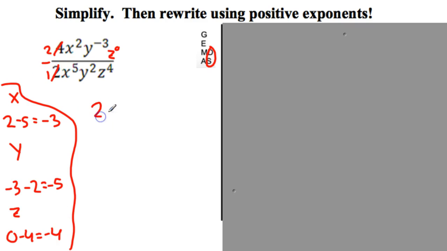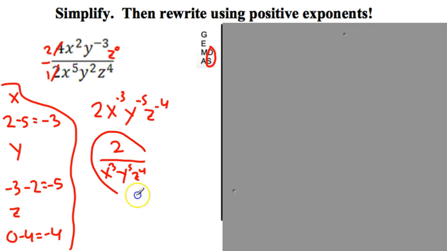So we have 2 times x, right? We said that was negative 3. Y, we said that was negative 5. And z is negative 4. So these are all negative, so my fraction, my superfraction is going to be 2 divided by all these things, but with positive exponents. X cubed, y to the 5th, z to the 4th. Bam, done, happy face.